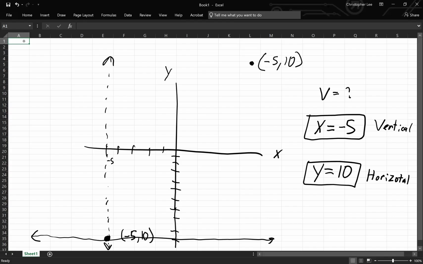Okay. Another way I like to think about it, right? When they ask for the vertical line going through it, vertical starts with what letter in the alphabet? V, right? And if you flip V upside down, what does it look like? Like this, right? You see how that looks like an X, right?